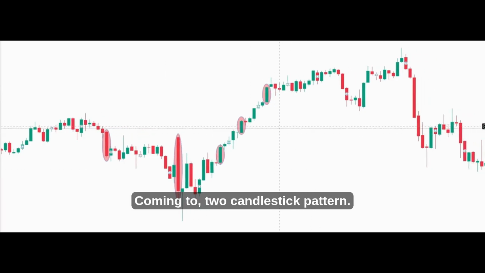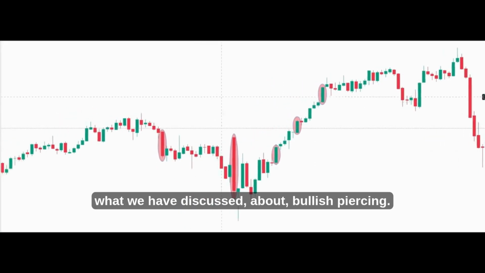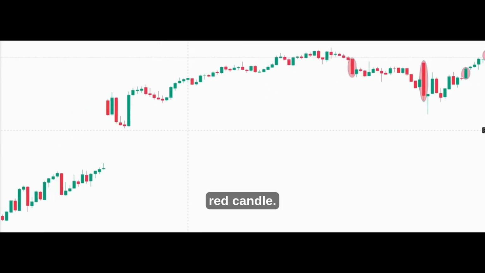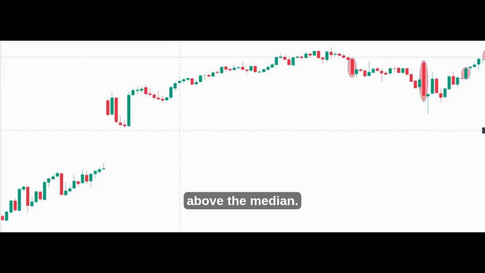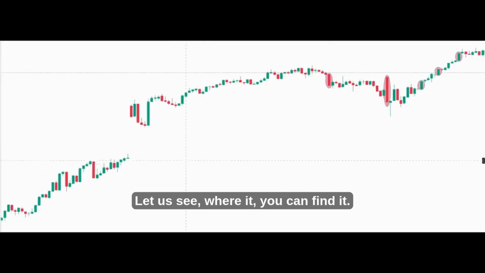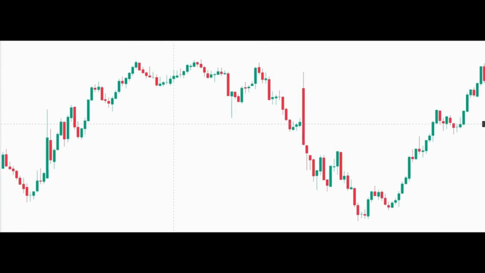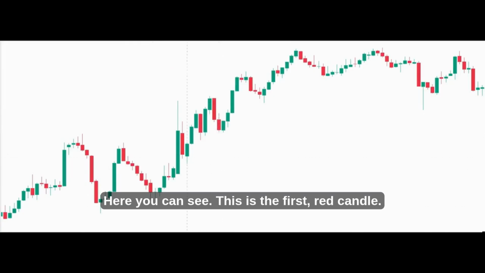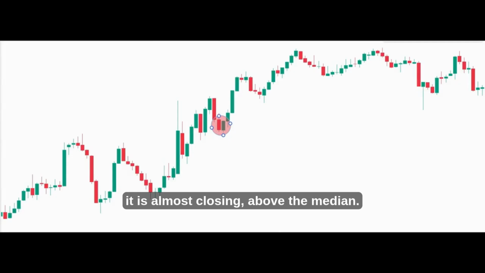Coming to two candlestick patterns. First bullish thing, what we have discussed: bullish piercing. In bullish piercing, the first candle should be a red candle and the second candle should be a green candle. It should close at minimum above the median. Let's see where you can find it. Here you can see, this is the first red candle and then it is almost closing above the median.